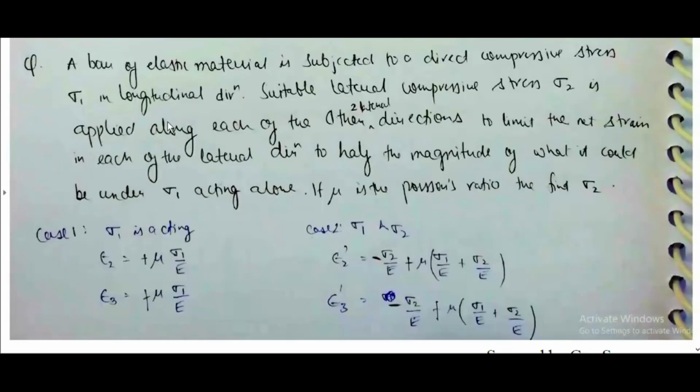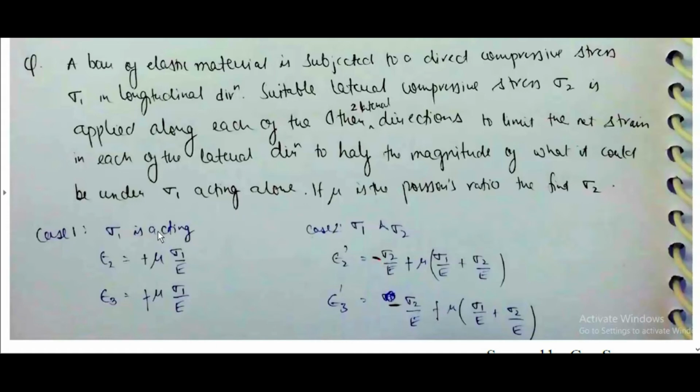Okay, now coming to a question. A bar of elastic material is subjected to a direct compressive stress sigma 1 in the longitudinal direction. A suitable lateral compressive stress sigma 2 is applied along each of the other two lateral directions to limit the net strain in each of the lateral directions to half of the magnitude of what it would be under sigma 1 acting alone. If mu is Poisson's ratio, then find sigma 2.